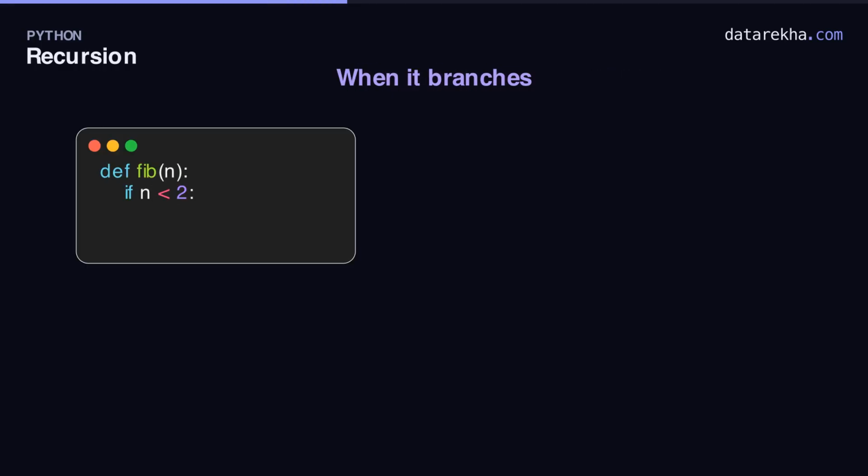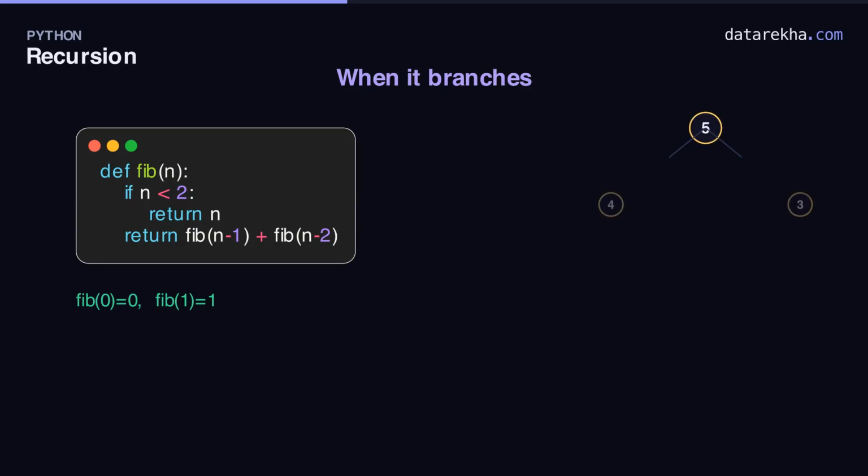So far, each call made just one deeper call, a single chain. But watch what happens when a call makes 2. The Fibonacci numbers, each is the sum of the 2 before it. So fib of n returns fib of n minus 1 plus fib of n minus 2, with fib of 0 being 0 and fib of 1 being 1. Let's trace fib of 5 as a call tree.